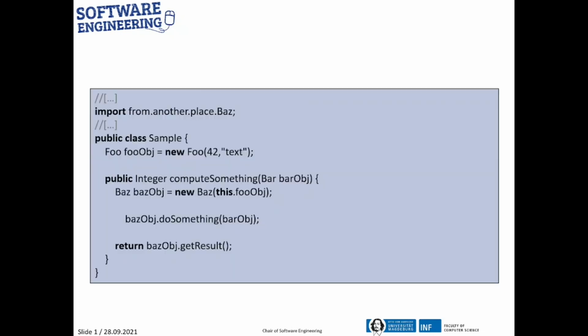Hello, assume a developer wrote this piece of code where she wants to use the base class from a third-party library, here from the package from another place, in her compute something method. She does that by using the respective application programming interface, short API, and particularly by first constructing the base object, then calling the doSomething method on it, and finally returning the result by calling the getResult method.